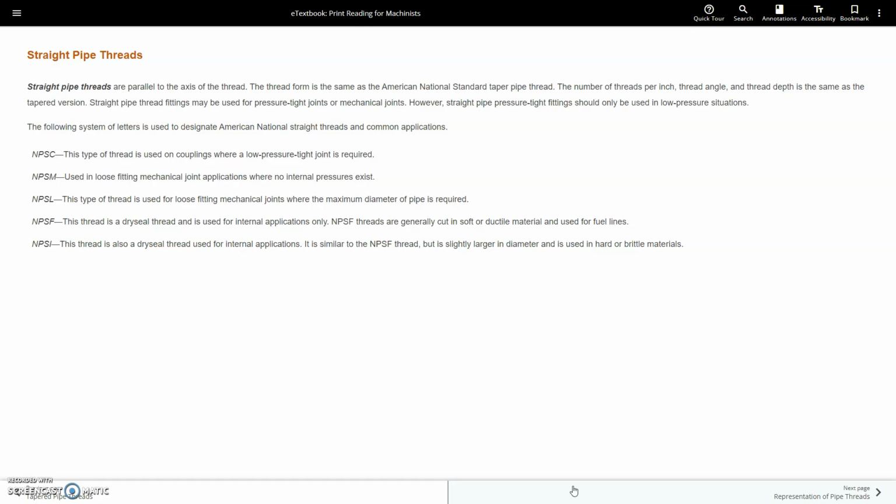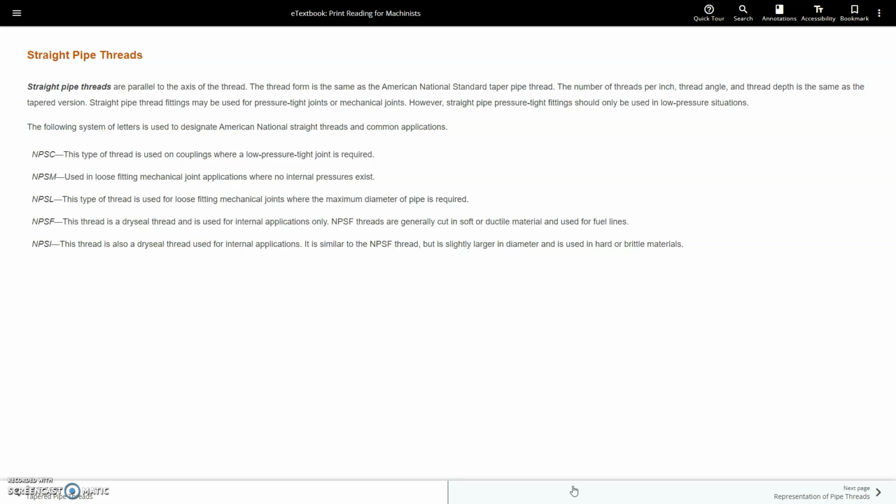So then you've got straight pipe threads. They are parallel to the axis of the thread. The thread form is the same as the American National Standard taper pipe thread. The number of threads per inch, thread angle, and thread depth are the same as the tapered version. Straight pipe thread fittings may be used for pressure tight joints or mechanical joints. However, straight pipe pressure tight fittings should only be used in low pressure situations.